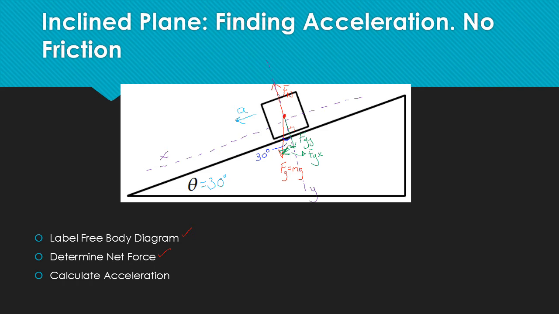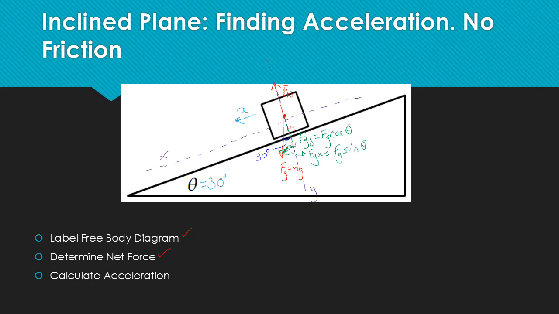Now what are those values? It's easy if we see this is the angle, the force of gravity is the hypotenuse, and this is the adjacent side. That means the force of gravity in the y direction is just the force of gravity times cosine theta, and force of gravity x is equal to the force of gravity times sine theta.